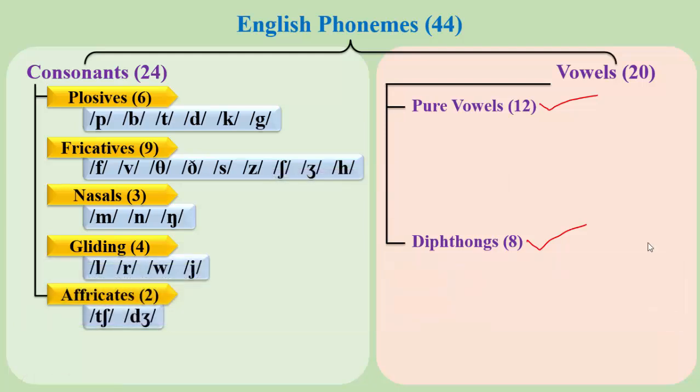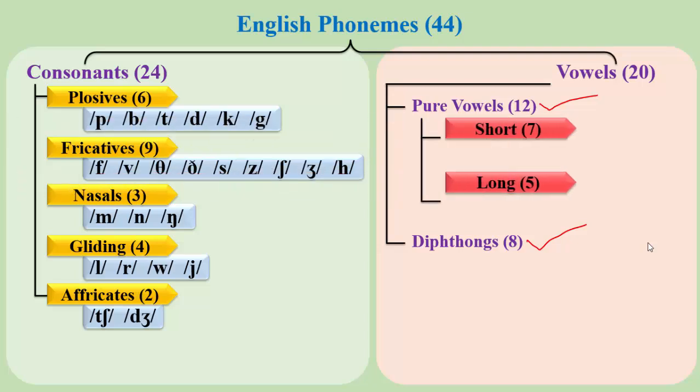Back to pure vowels. Pure vowels make a total of 12 phonemes and are in turn divided into two types, short and long. Now the name speaks for itself. When we say short, it refers to a vowel that has a short auditory duration, and when we say long, it refers to a vowel that has a long auditory duration.